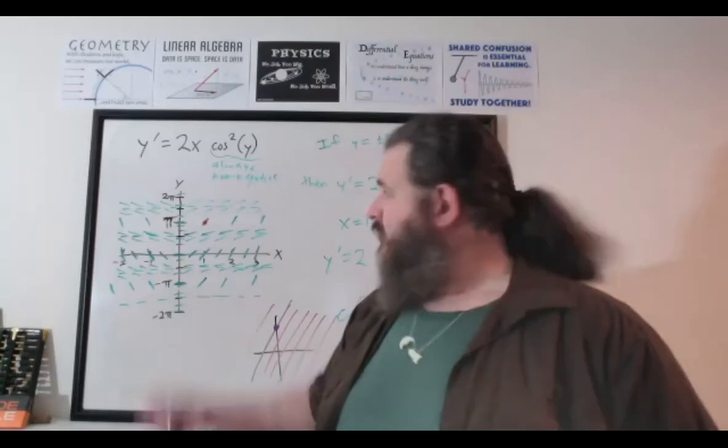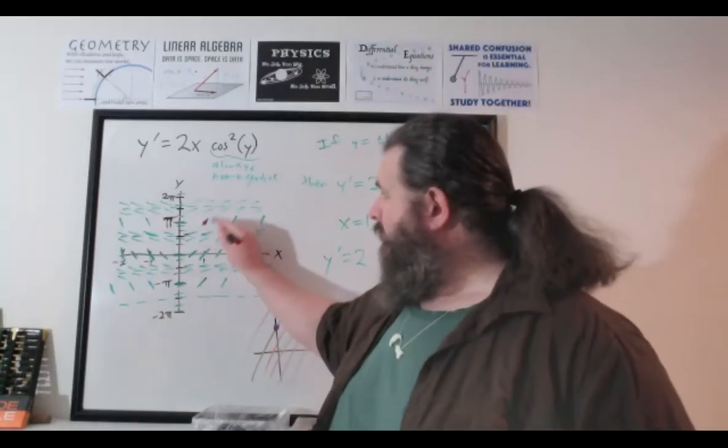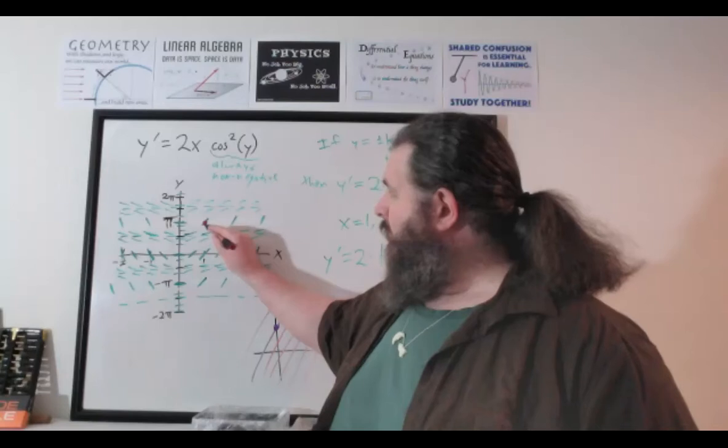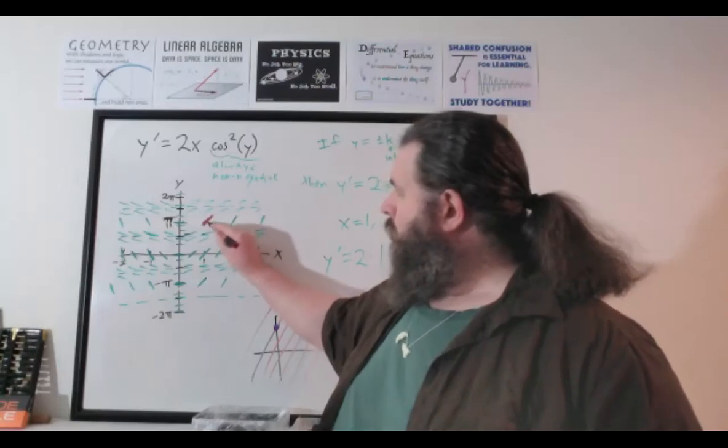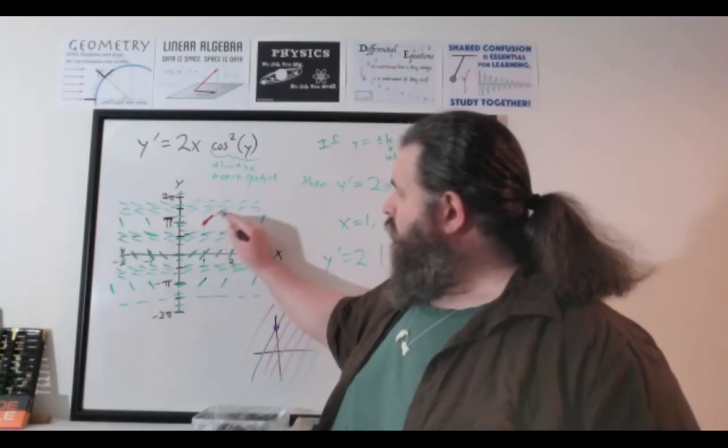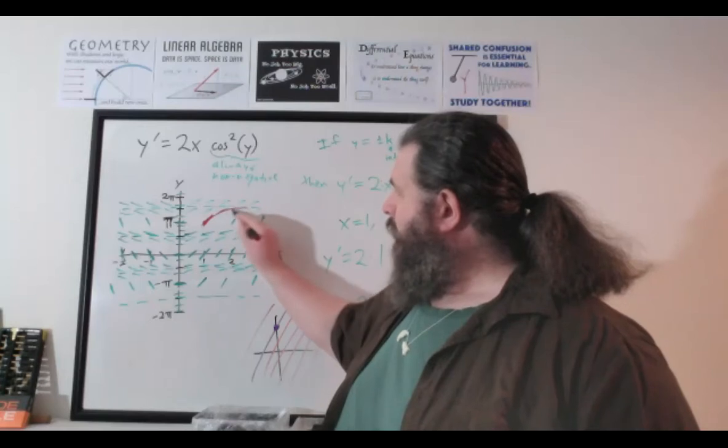And we can sketch that solution from the direction field by following the lines here. Like at this point, we know it has to have slope 2. But as we go up, we get to a region where the slope is flatter and flatter and flatter.